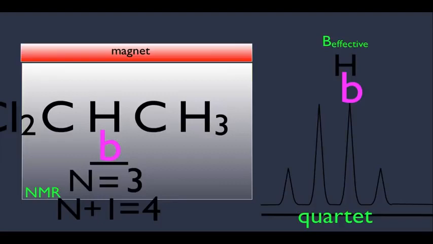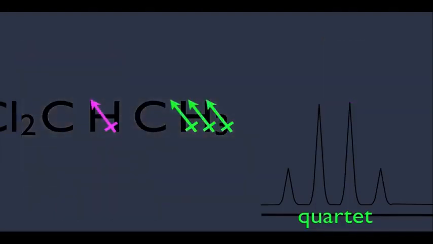There's also something else that we can actually explain about the quartet. For instance, why does it have the shape that it has? Why are the 2 peaks in the center taller than the 2 peaks on the ends? That can be easily explained.